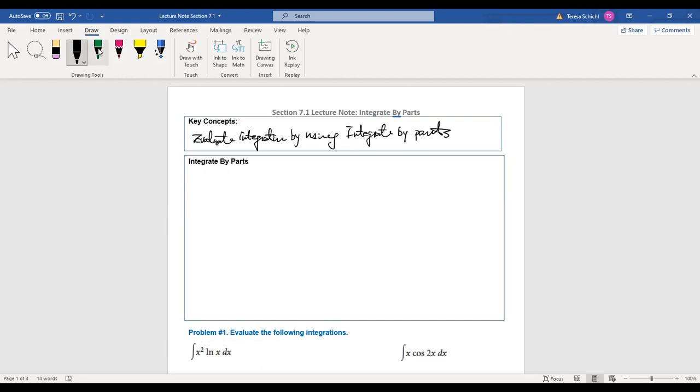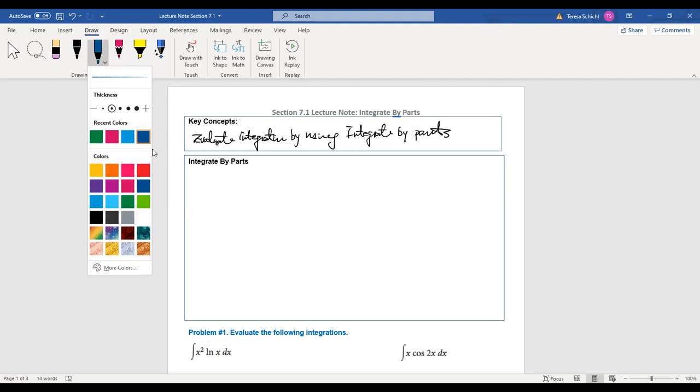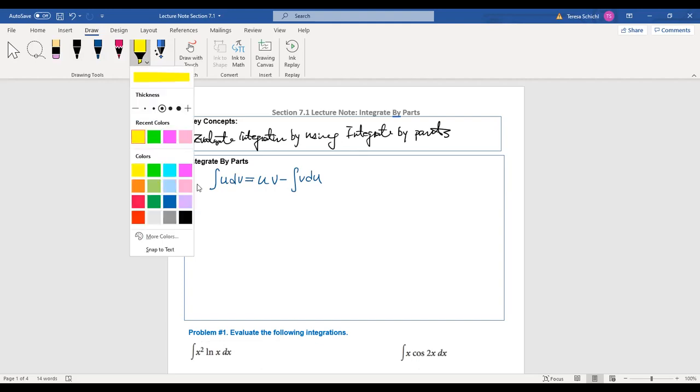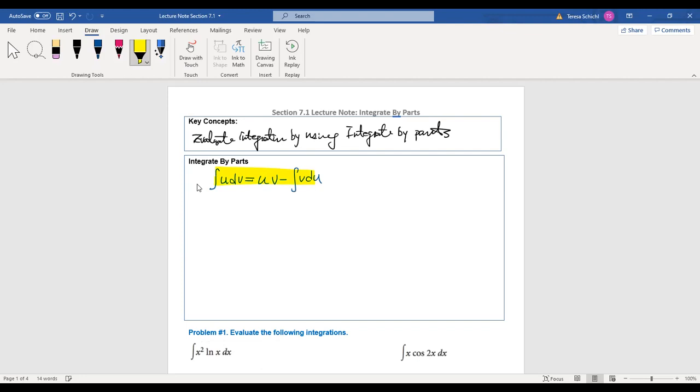First, let me write out the formula for integration by parts. We say that if you integrate u dv, then this will be equal to uv minus the integral of v du. Okay, so this is our formula. But what is the meaning of this formula and what is it trying to tell us? This is our integration by parts formula, so let's take a look at where this formula comes from and what we can do with it.